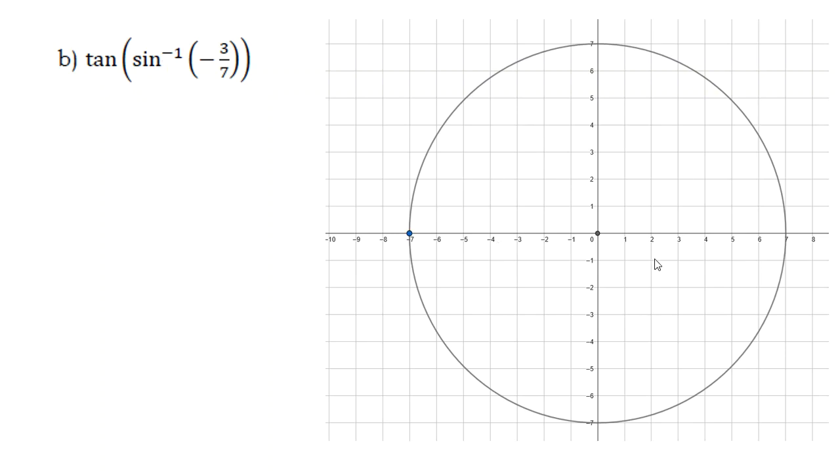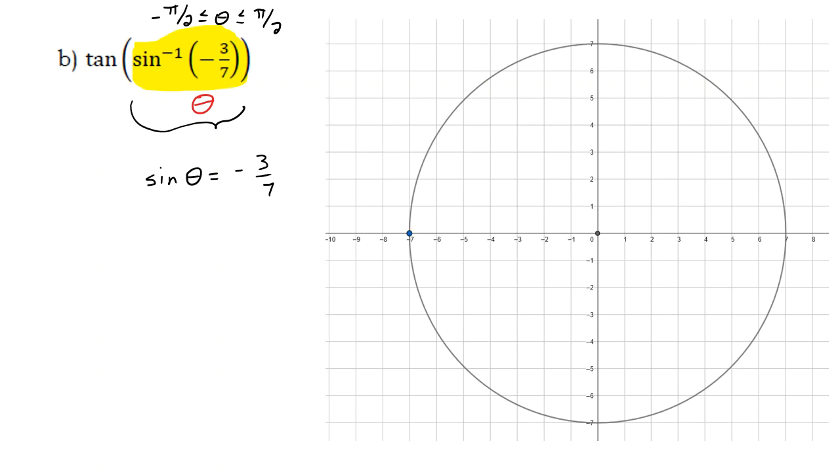What I want to do is draw a picture of what's happening. Over here I have a circle of radius 7, and I'm going to use the fact that this point right here represents some angle. I'm going to draw a picture of that angle over here, just pulling out this part of the problem. I know that the sine of that angle is -3/7, and that angle, by inverse sine restrictions, has to be between -pi/2 and pi/2.